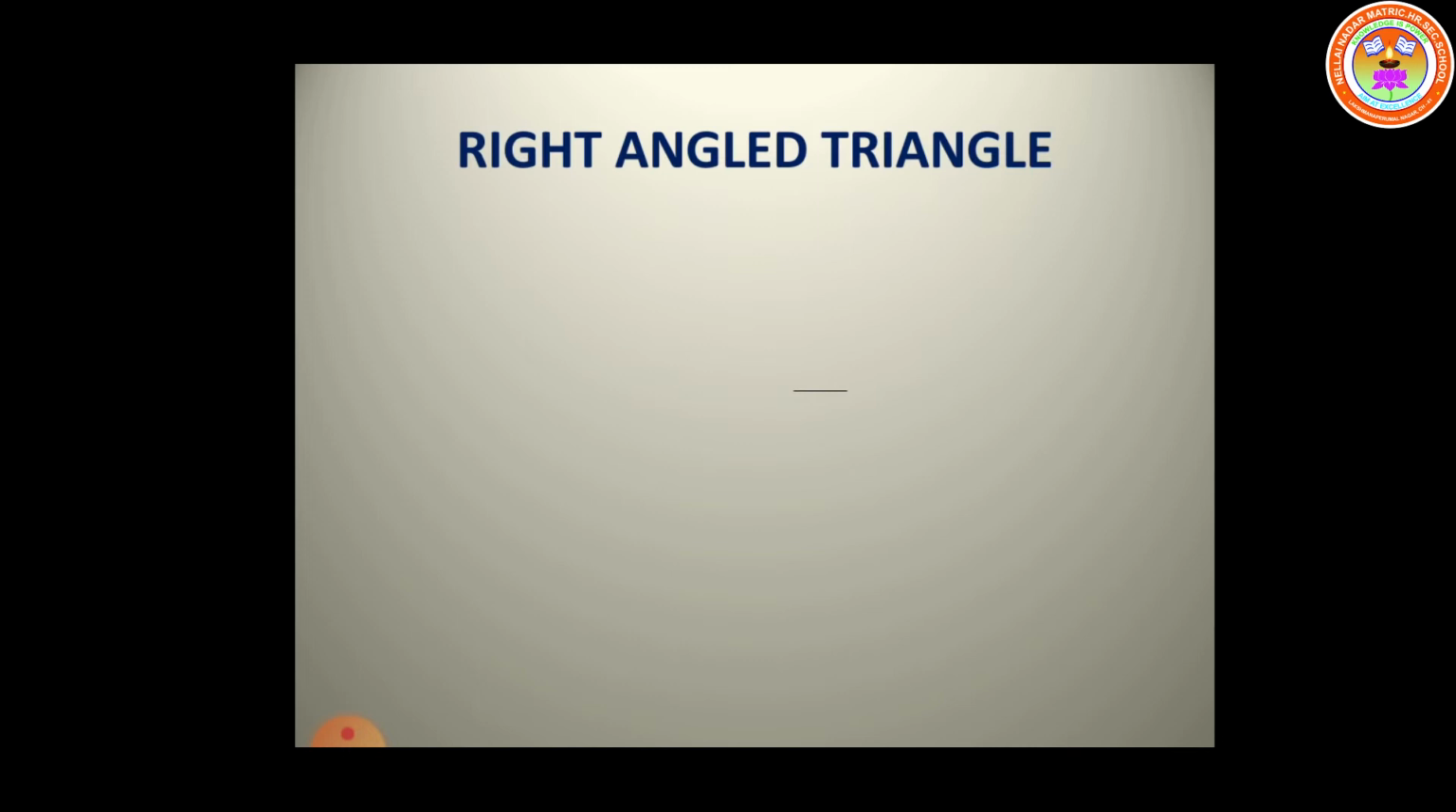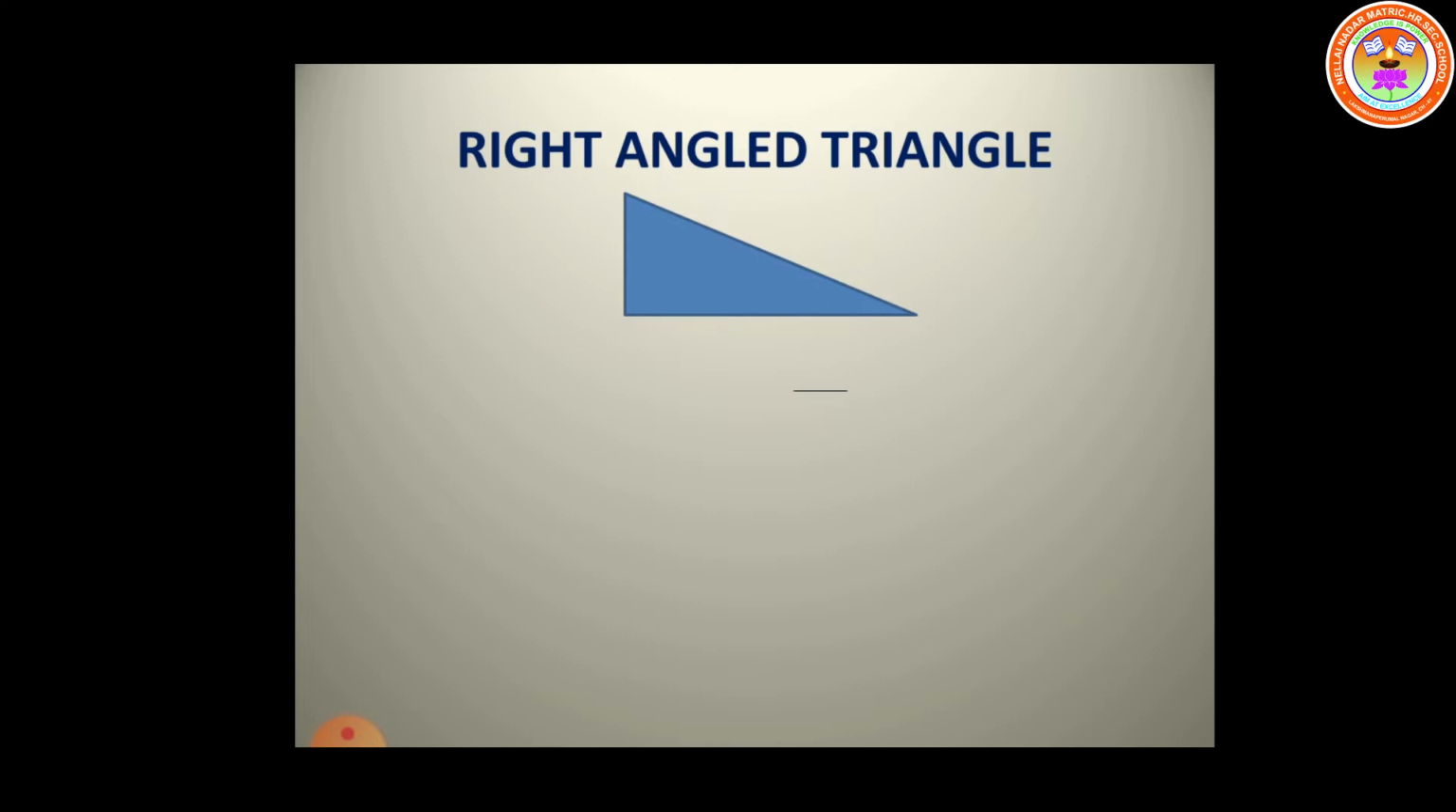Next one, right angled triangle. Right angled triangle is also a closed figure. It has 3 sides and 3 angles. One of those angles should be 90 degree.